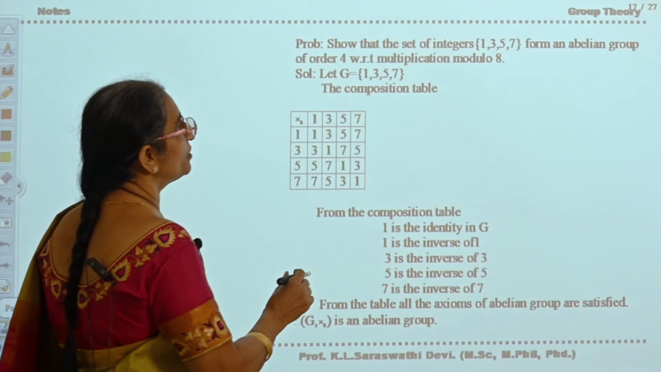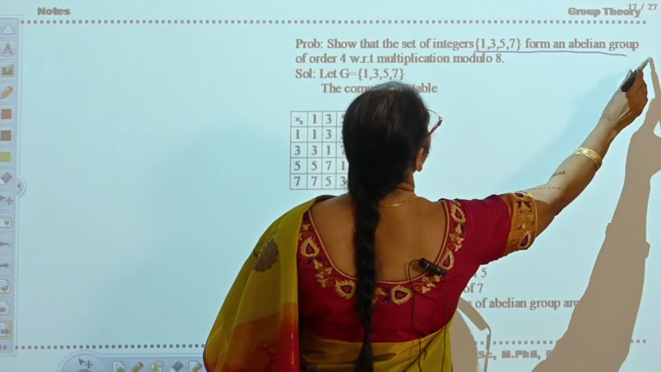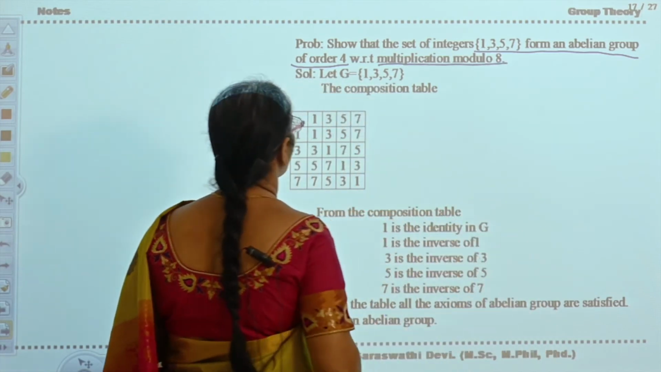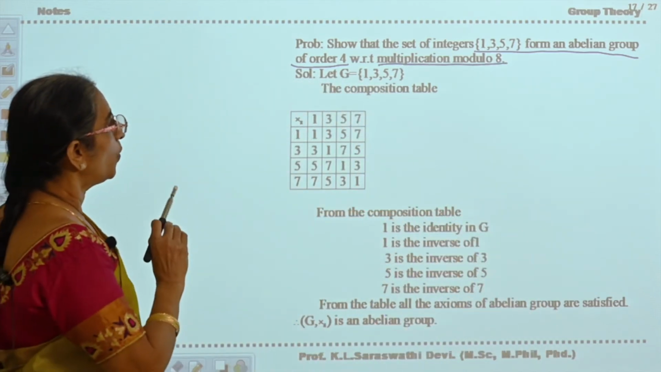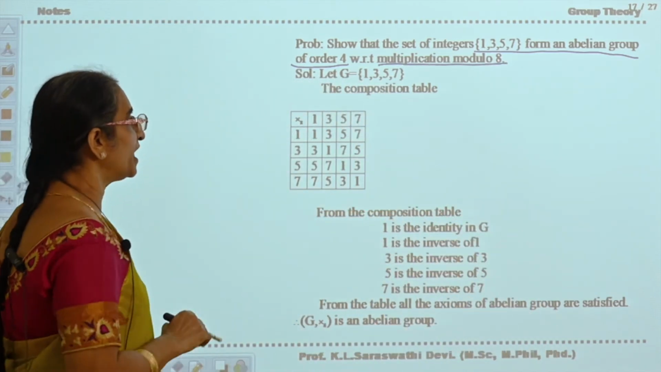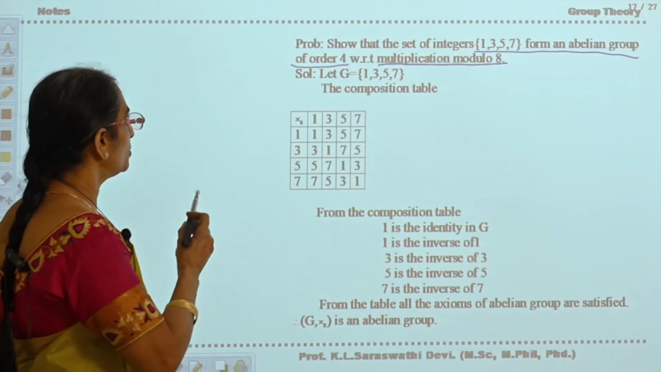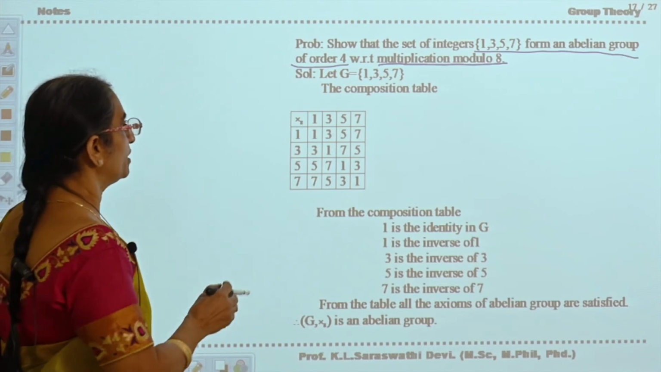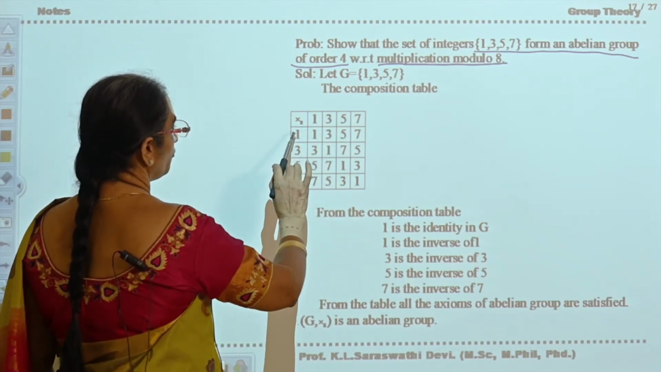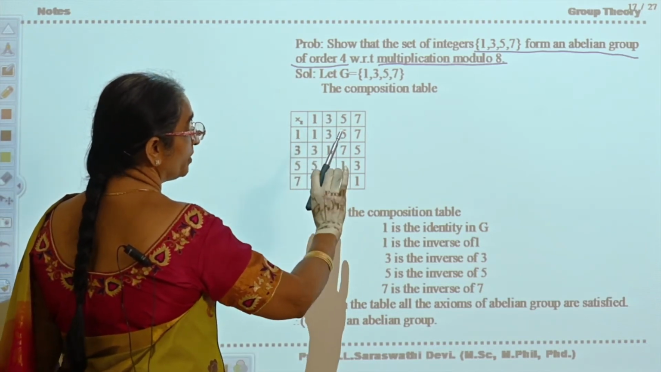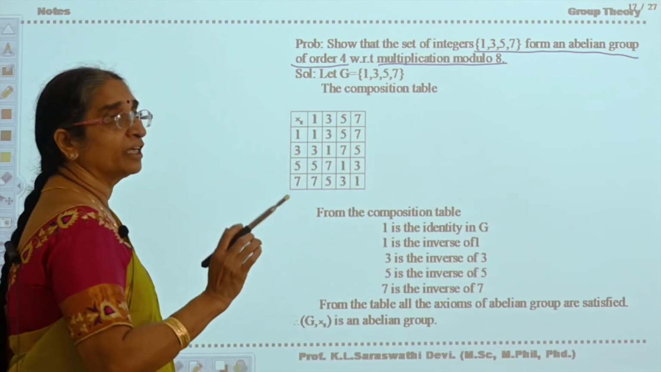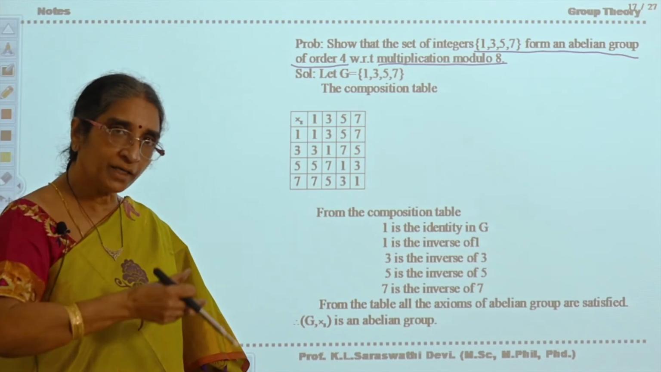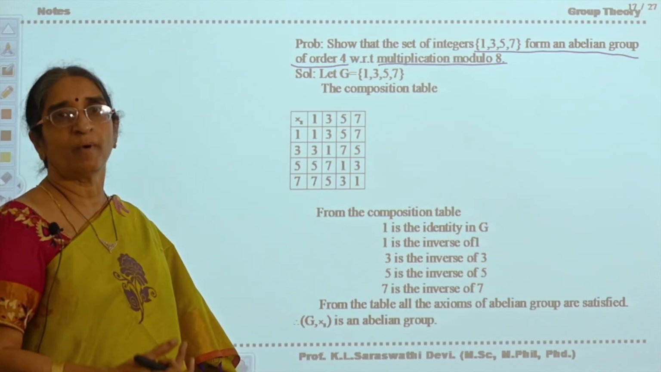Show that the set of integers 1, 3, 5, 7 forms an abelian group with respect to multiplication modulo 8. Now see, 1, 3, 5, 7, they are the prime numbers. Now with respect to multiplication modulo 8, they have taken the table here. 1, 3, 5, 7, 1, 3, 5, 7. You have to remember while writing the table in which order you have filled the top row. In the same order you have to fill the left column also.